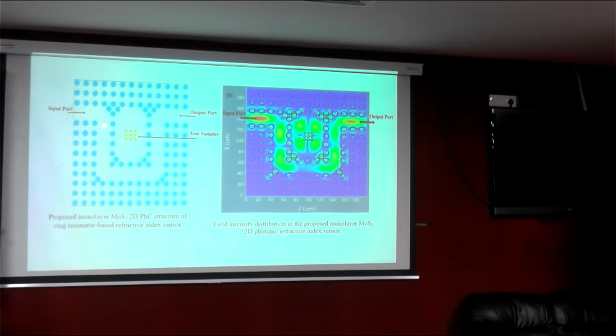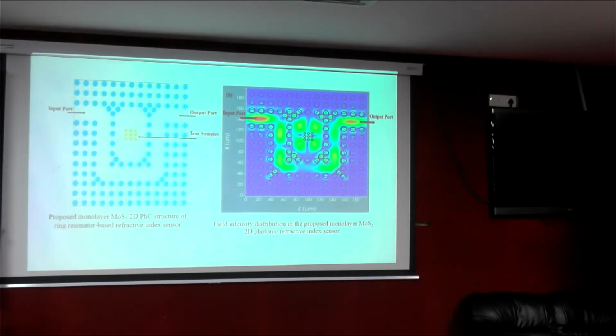This is his paper actually. What he is doing is, he has removed a few air holes and made a C-type shape inside the sensor, and he kept the tear sample in the middle. He passed the light through the input port and collected the light through the output port. And this light is of 1550 nanometer wavelength.